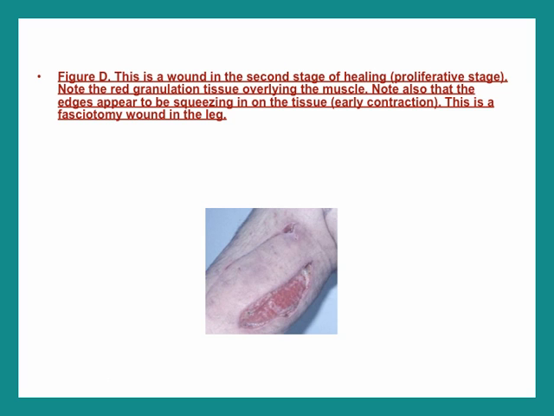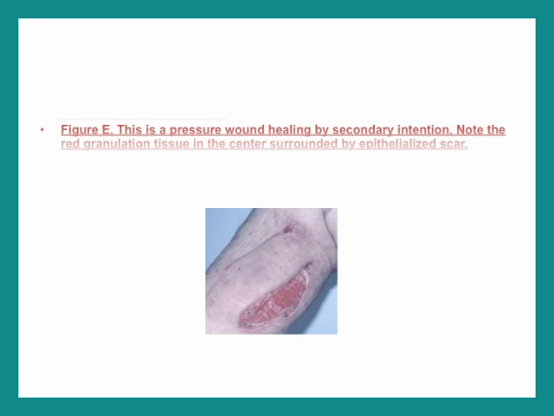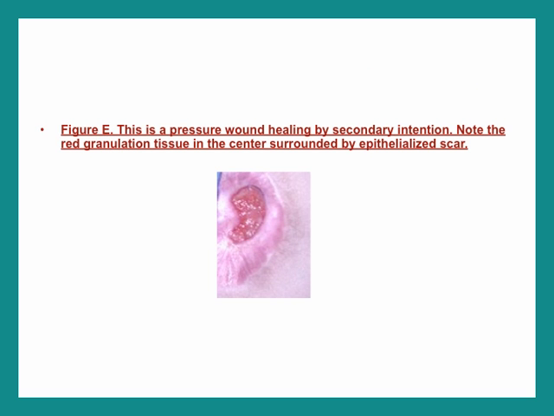Here's a picture, an actual picture of a wound that's in second stage or proliferation stage. We've got that red granulation tissue right here over the muscle that is showing some good healing. Here's another picture in this phase. Again, this is a pretty good picture of the granulation tissue that you'll see.